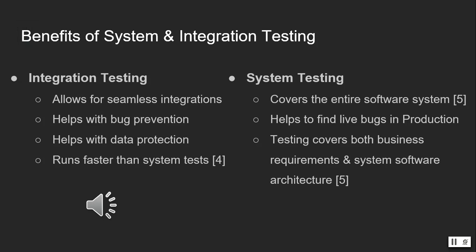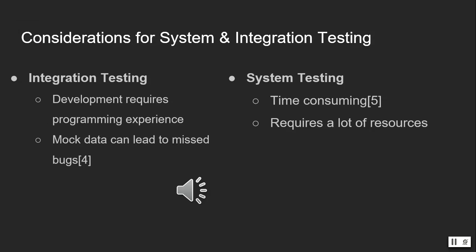System testing is often run on production after deployment, and so it can help find bugs that are happening in real time. The last benefit to system testing is that it covers both business requirements and system software architecture. Now I'm going to cover the considerations for both integration and system testing.